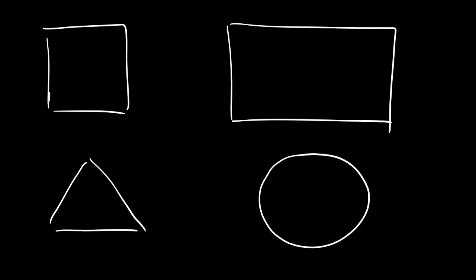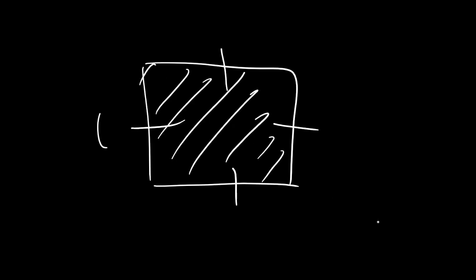So the only shapes that you'll be asked the area of will be the square, the rectangle, the triangle, and the circle. Let's start with the square. If each side is represented with a lowercase l, then the area, or the space inside, would be L times L, or L squared.